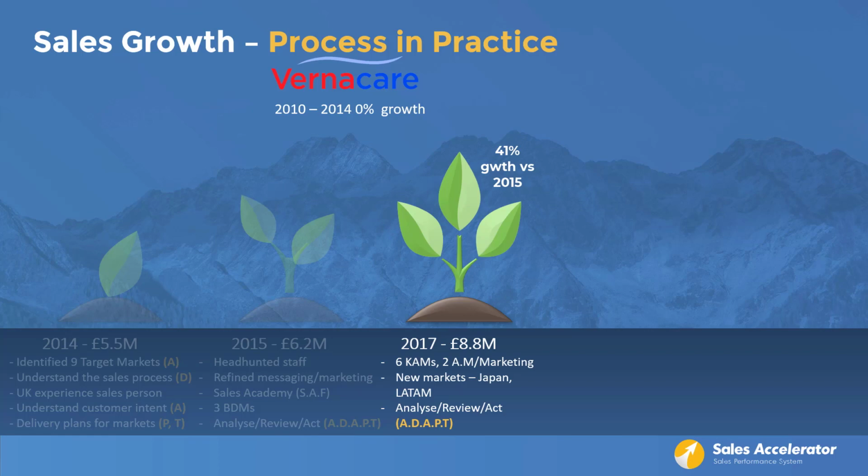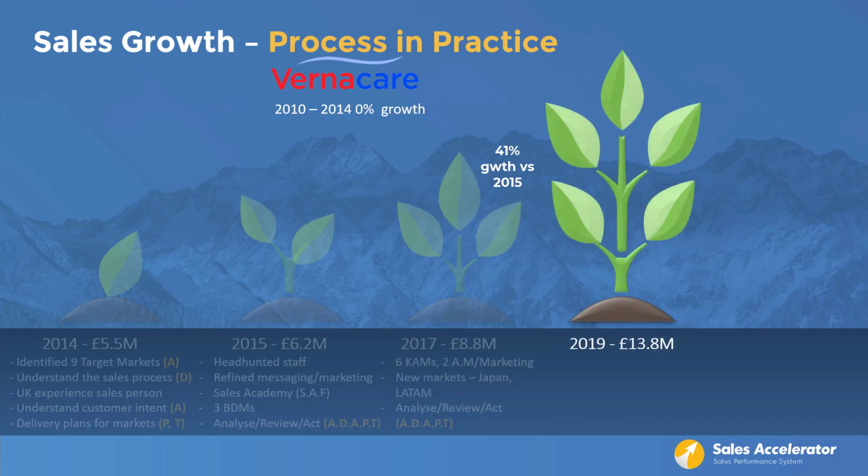Do we need to look at different decision makers? Do we need different decision making units, etc.? What's the customer intent? So you're always analysing, reviewing and acting.